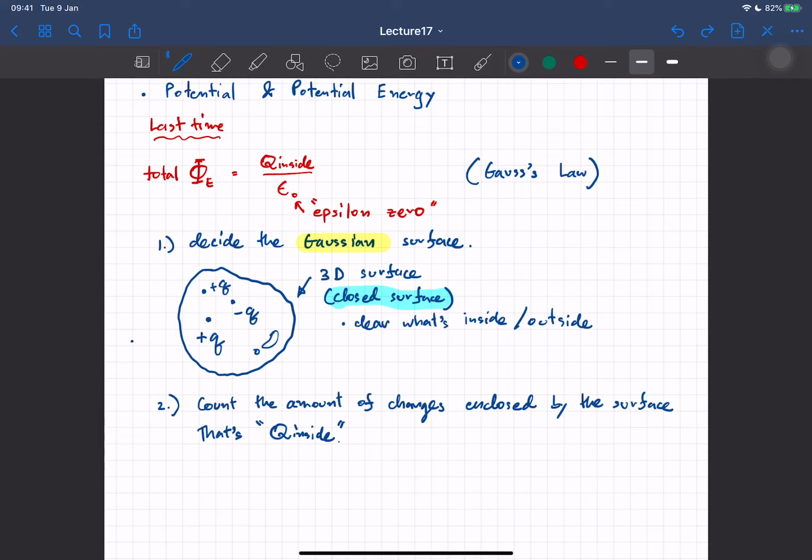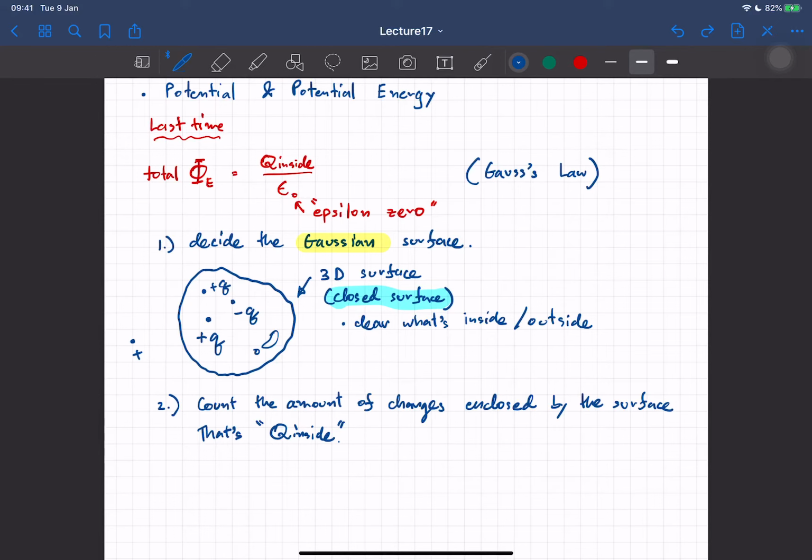So if you have a lot of charges outside, like 2q here, 3q here, and another plus 4q here, the charge outside doesn't really matter. You don't care. You only care about the charge inside, right? So that's what we mean by q inside. It's really just the charge inside.